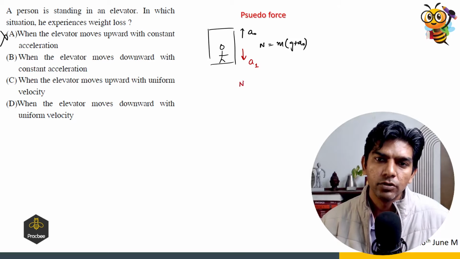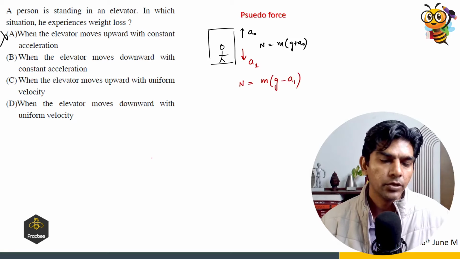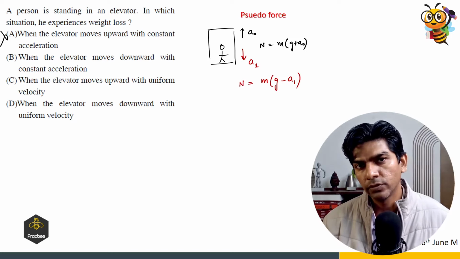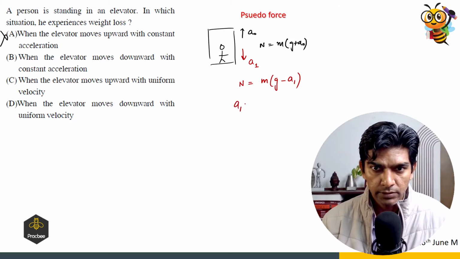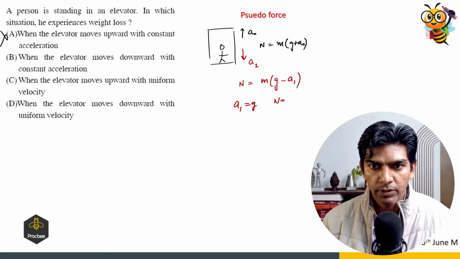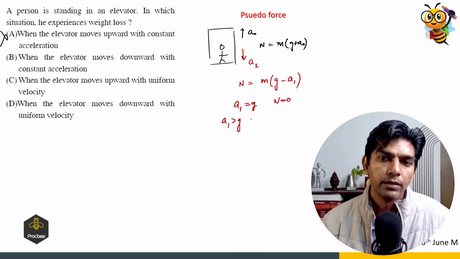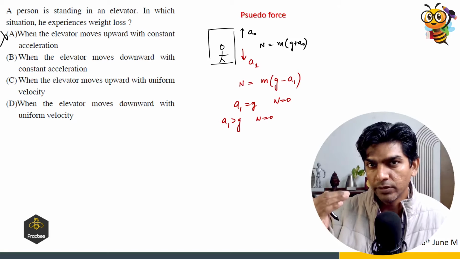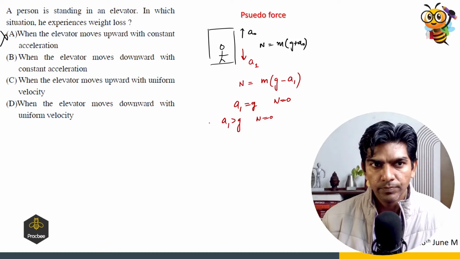So in this case, the normal reaction will be m times g minus A1, right? Now, if A1 is equal to g, in that case, normal reaction becomes 0 and the person will feel weightless. If A1 is greater than g, in that case, normal reaction will again become 0 and the person with respect to the elevator will go in the upward direction with an acceleration. So this is the condition.